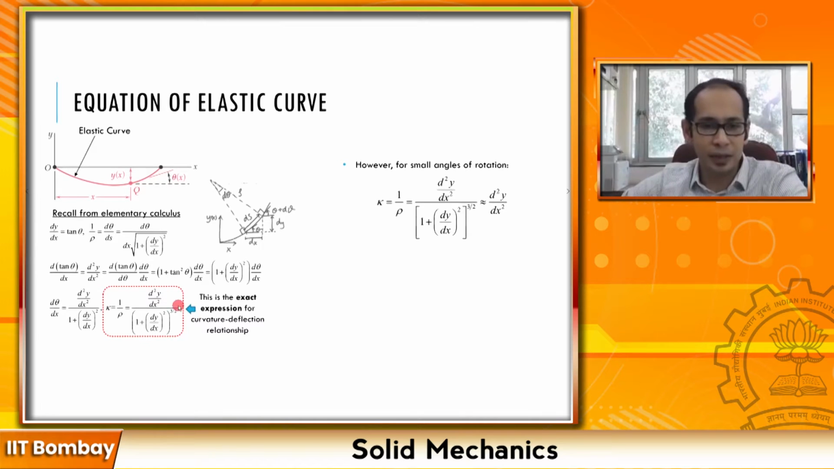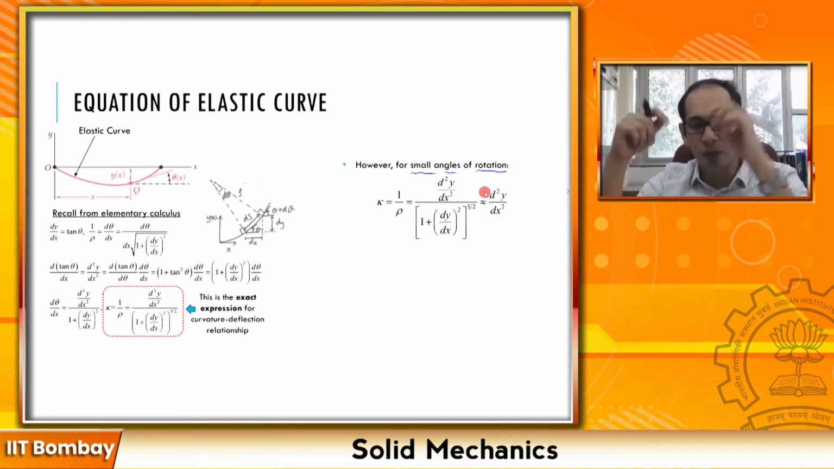Now if we take this expression, which is reproduced over here, you see your theta, that is tan theta equals dy by dx. So for small angles, you have theta equals dy by dx. For very small angles of rotation, this dy by dx is already very small, and here you're squaring that one, so that becomes very negligible. So if you make that assumption for small angles of rotation, this term goes for a toss, and your kappa essentially becomes equal to d square y by dx square.